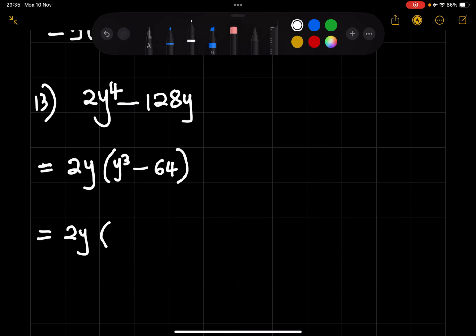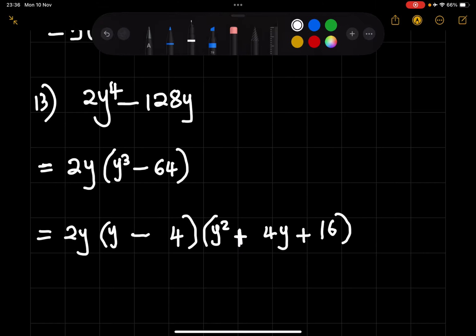If you notice inside the bracket, we have difference of 2 cubes. Y cubed will break into y and y squared, because y times y is y squared. And 64 will break into 4. Then 4 times 4 is 16. Okay? Then the middle term is just y times 4. It's 4y. The original sign is a minus. They switch. So if it's a minus, this one becomes a plus. The last one is always a plus. And that expression is now fully factorized.